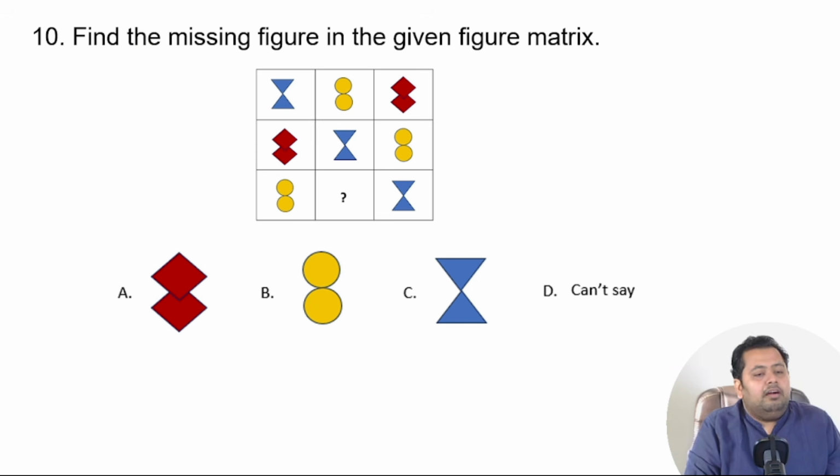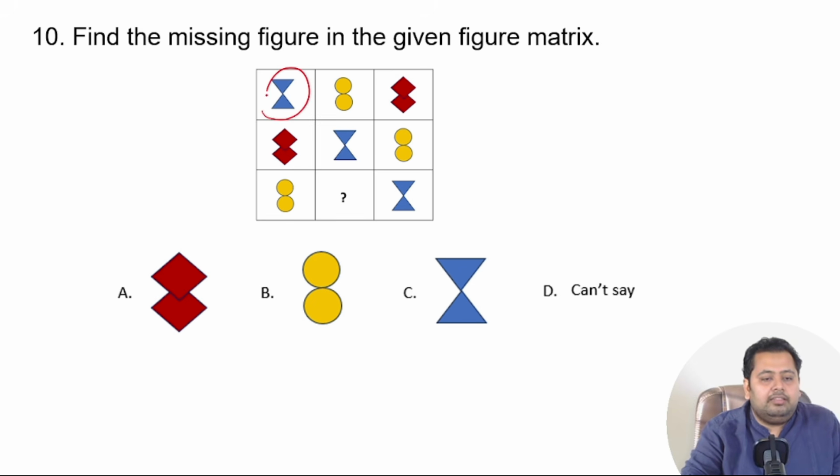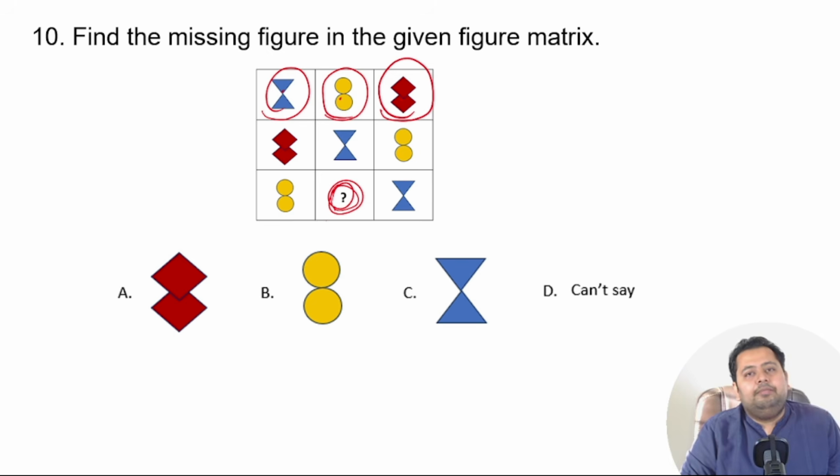Question number 10, find the missing figure in the given figure matrix. There are three different kinds of figures that you can see over here: a triangular one, a circular one, and a rectangular one, right? And these three figures are given over here in a matrix. You have to find out what the missing figure is. Again, give yourself 3 seconds. We meet on the other side.